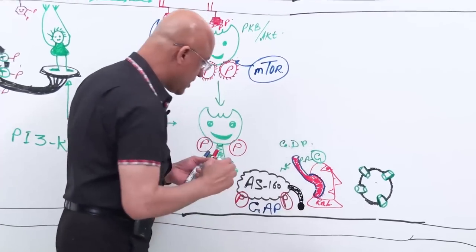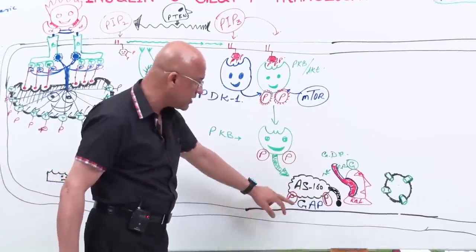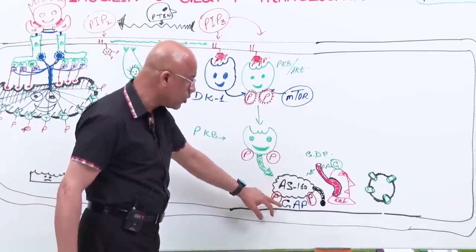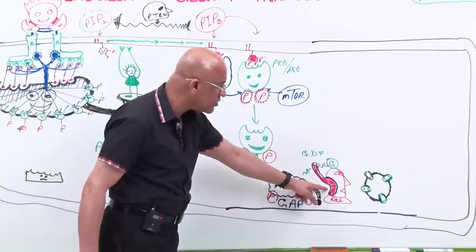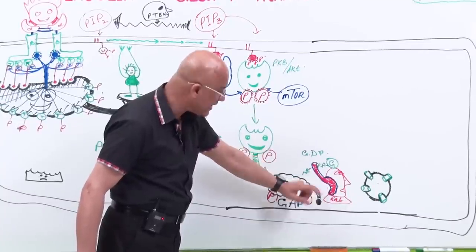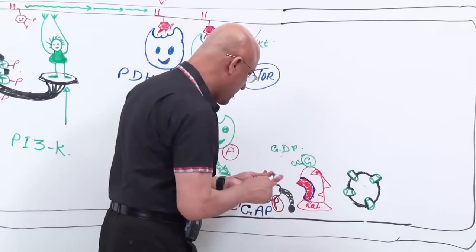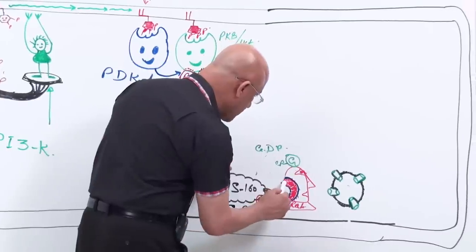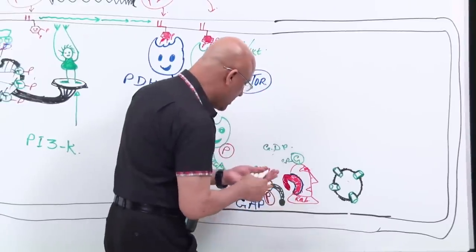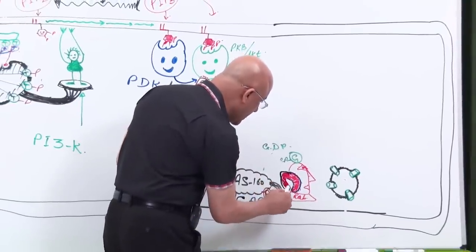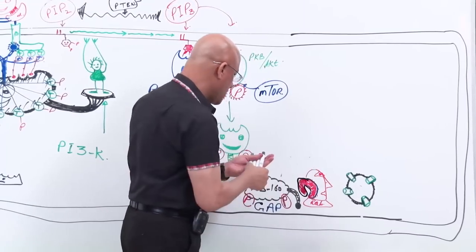Now what is this? If PKB phosphorylates AS160, then AS160 loses its GAP activity. It loses its ability to stimulate the intrinsic GTPase of the Rab. And then what will happen? Intrinsic GTPase will also be inhibited. And when this intrinsic GTPase is inhibited, what will happen? Any GTP can now bind with it.